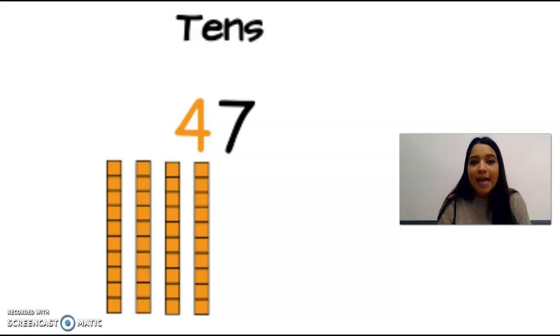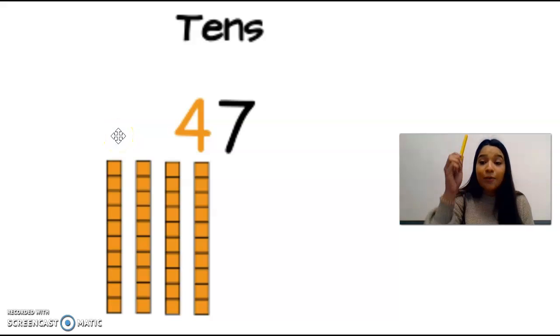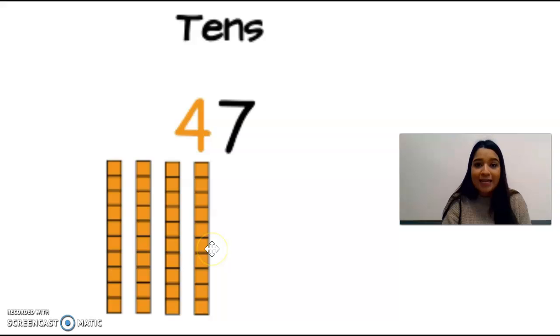Next, we have our tens. So let's look at this number 47. We're going to look at this first number, which is 4. 4 is in the tens place. So that means we are going to represent it with 4 tens, 4 10 longs. So right here we have 1, 2, 3, 4 tens.